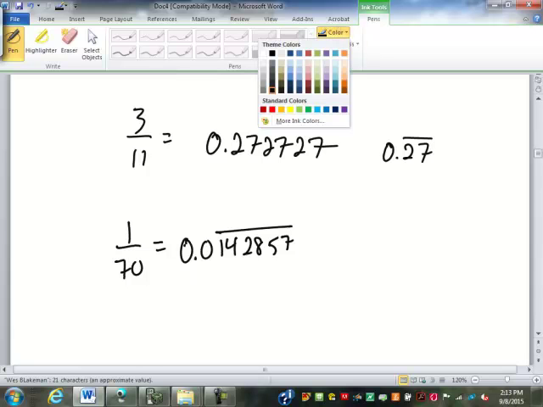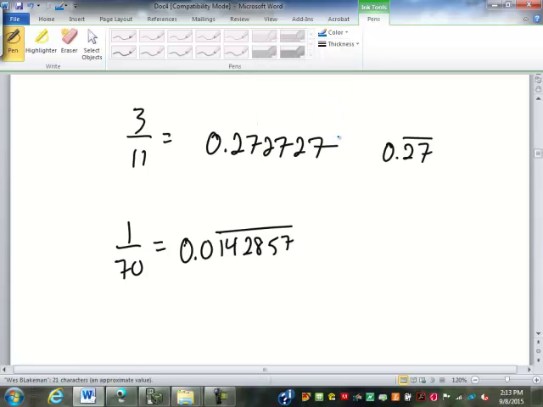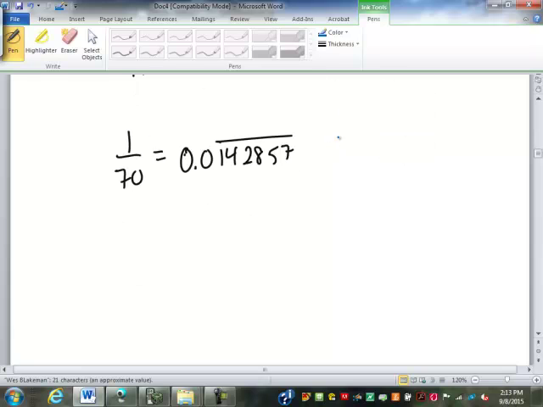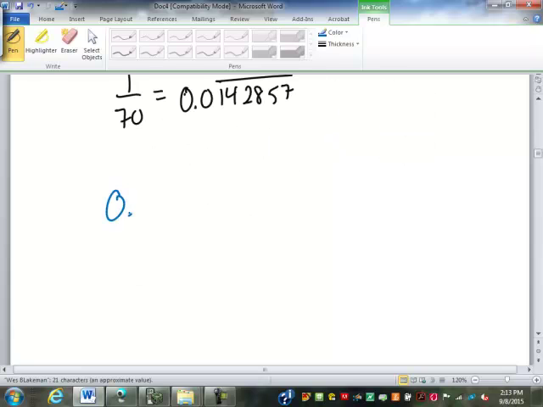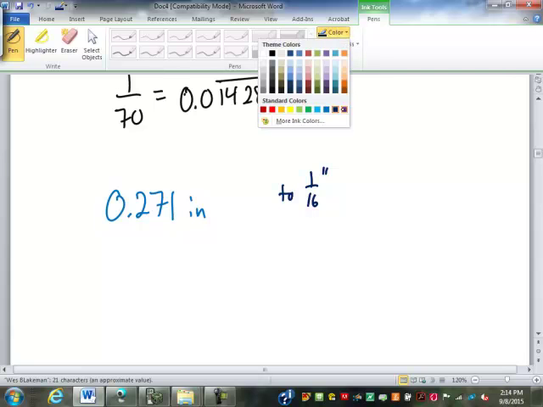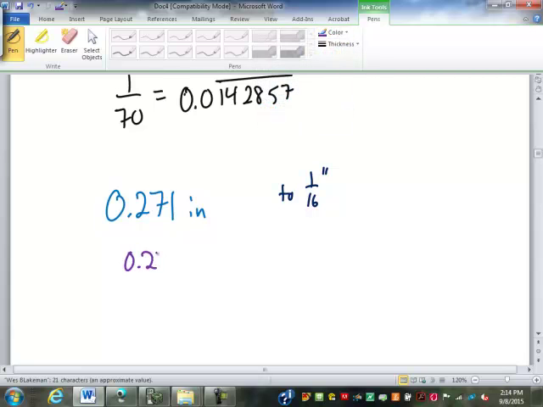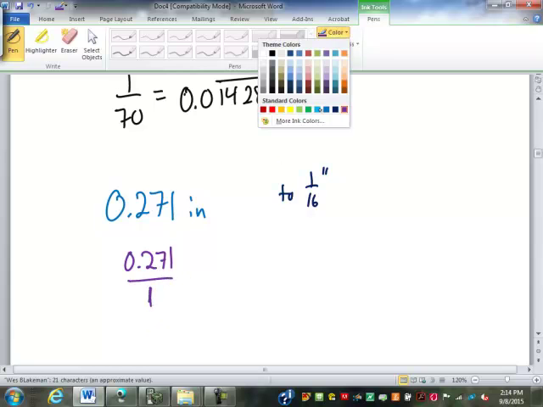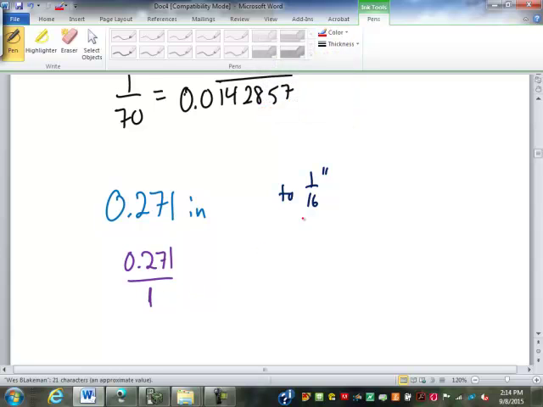Now, something you guys will run into. Let's say you do a calculation and you decide how big a hole needs to be, and it comes out to be 0.271 inches. You look in your toolkit, you don't have a 0.271 drill bit. Maybe your drill bits go to the 16th of an inch. Well, the easiest way to do this is you take that 0.271 and you make it into a fraction. The simplest way to do that is just put it over 1. It's now a fraction. But the denominator is 1, and I want it to be 16.